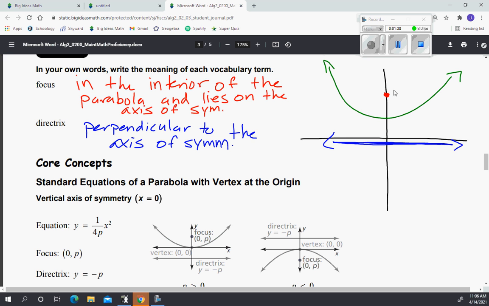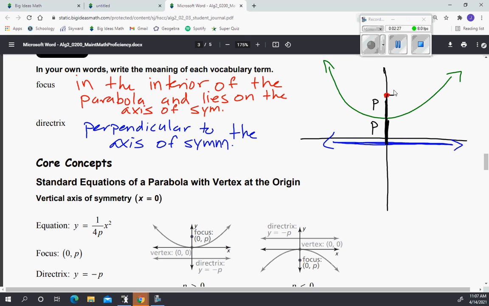All right, some big notes here. Let me start over. The distance from the focus to the vertex, so this distance here, is P. This distance from the vertex straight down right here is also P, and we solved that in our first exploration. That is P. So that's the distance.